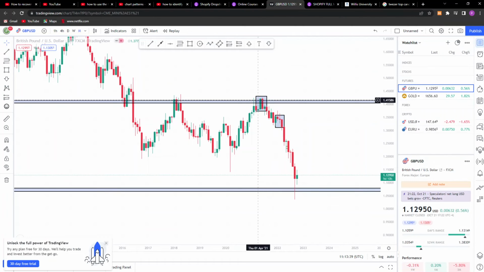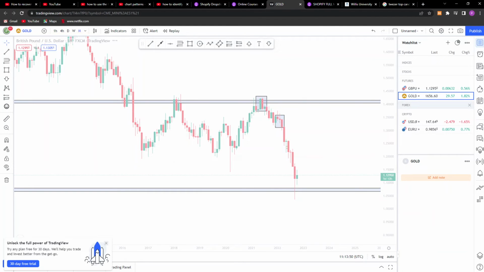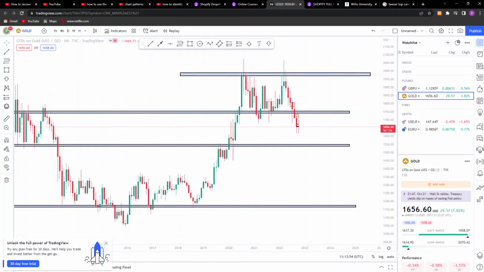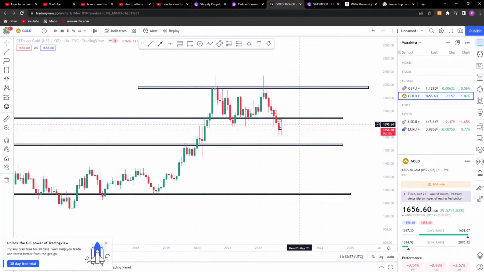Look at this. You see that? You see this? The 2 weeks, and look at what happens. So I hope I've been able to give out some value. Let's just take one more example. Okay, let's take gold.